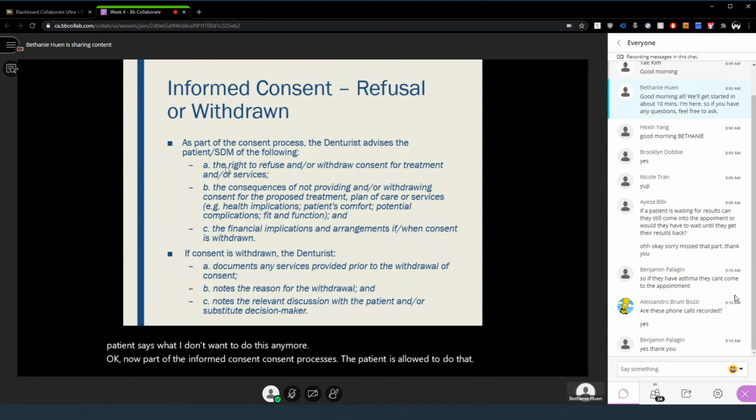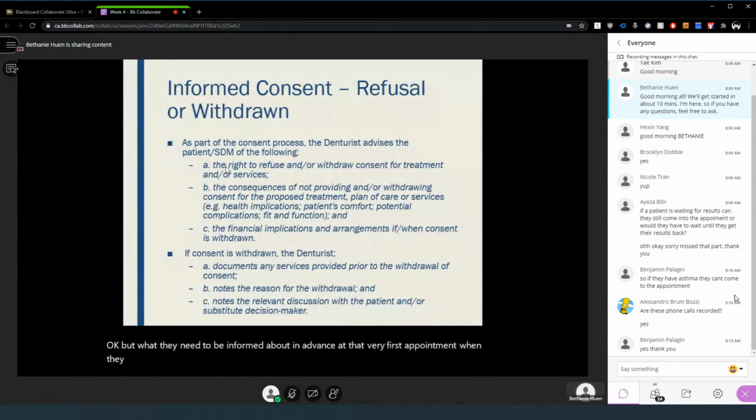But what they need to be informed about in advance, at that very first appointment when they sign off that general consent, is that they understand the consequences of withdrawing their consent, i.e., the health implications of it and the financial implications of it. So, for instance, hold on just 1 minute.